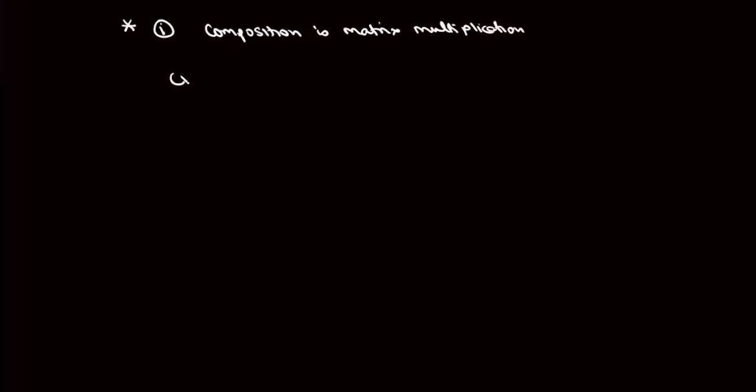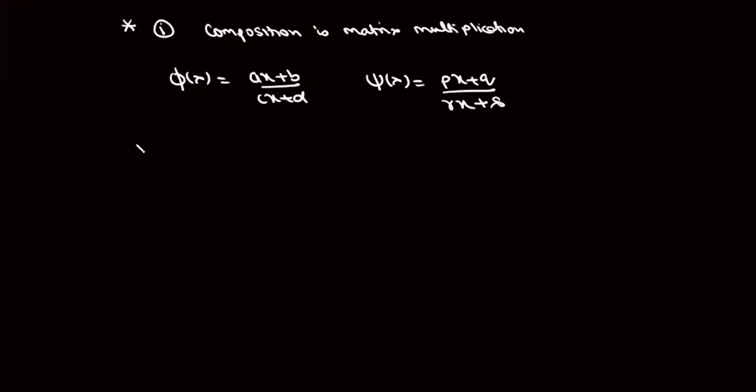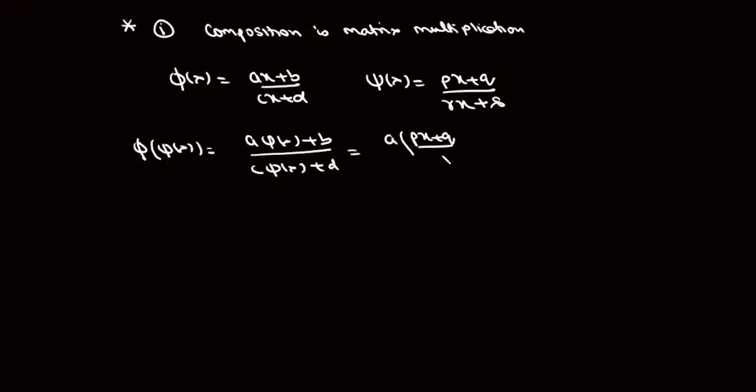So if we have, say, phi x, which is ax plus b upon cx plus d, and we have another function, say psi x, which is px plus q upon rx plus s, then we can write the composition phi of psi x as a psi x plus b upon c psi x plus d, or a times px plus q upon rx plus s, plus b, upon c times px plus q upon rx plus s, plus d.